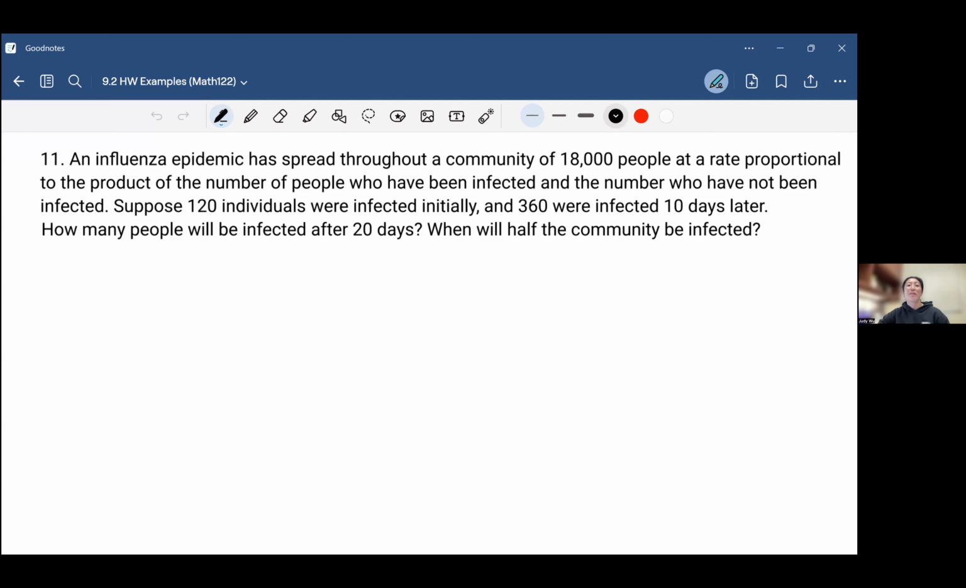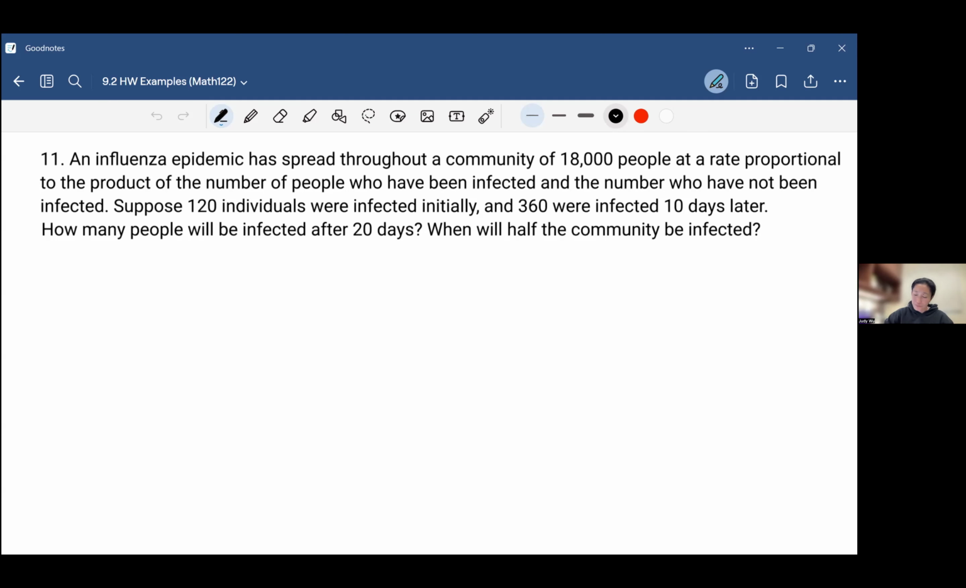All right. So, an influenza epidemic has spread through a community of 18,000 people at a rate proportional to the product of the number of people who have been infected and the number who have not been infected. Suppose 120 individuals were initially infected and 360 were infected 10 days later. How many people will be infected after 20 days, and when will half the community be infected?